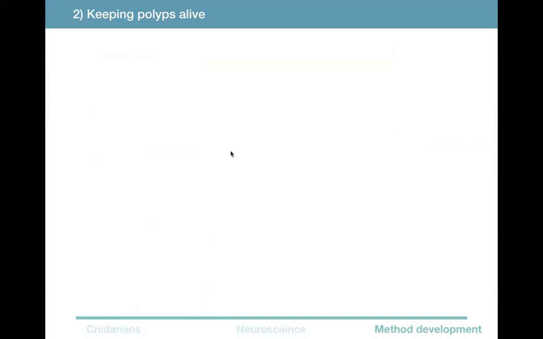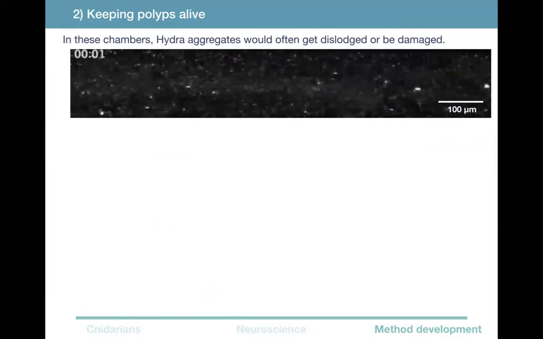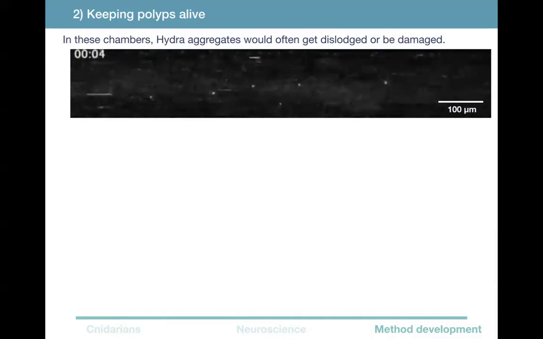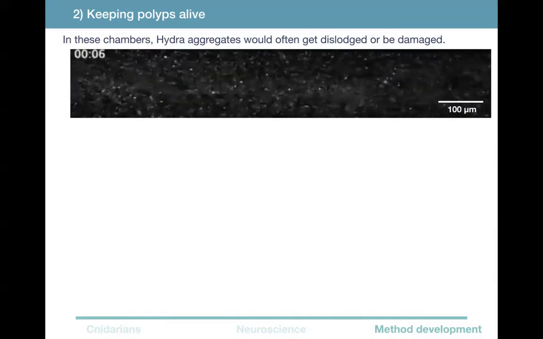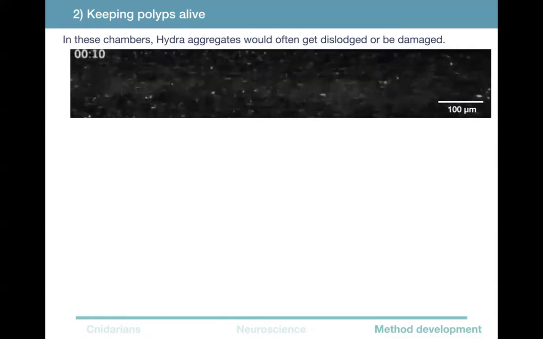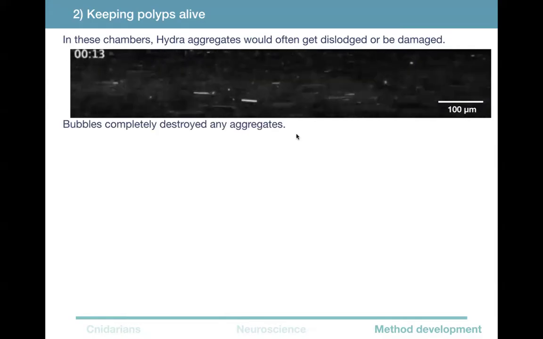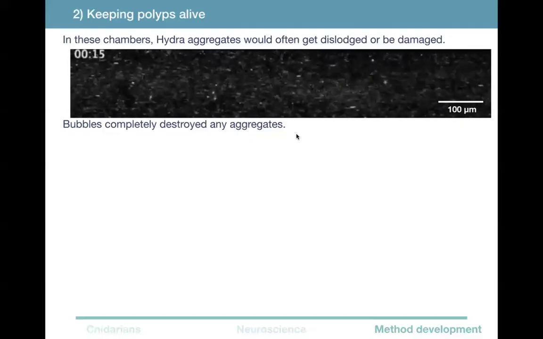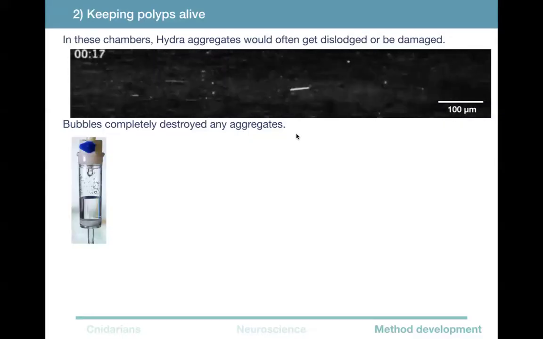But we still had one issue, which was that in these chambers, aggregates would also often get dislodged or damaged. What we found by looking a little more closely is that when we look at the flow, there's lots of backflow, there's lots of stopping. And for these very soft aggregates, this backflow would just rip everything apart. And then we had bubbles that would come through that would completely wreak havoc and destroy everything.